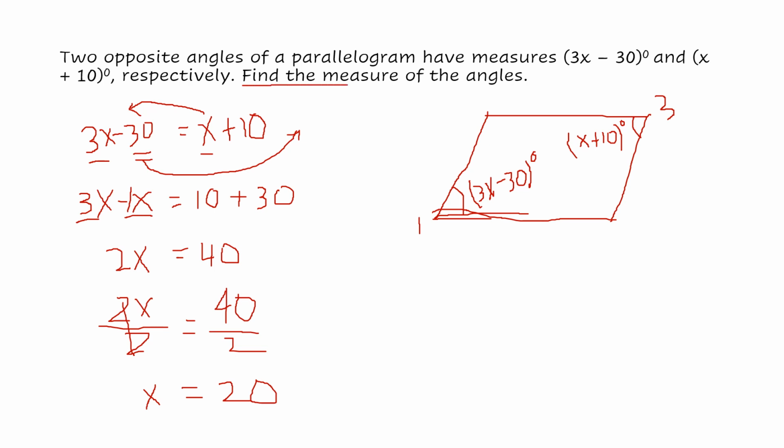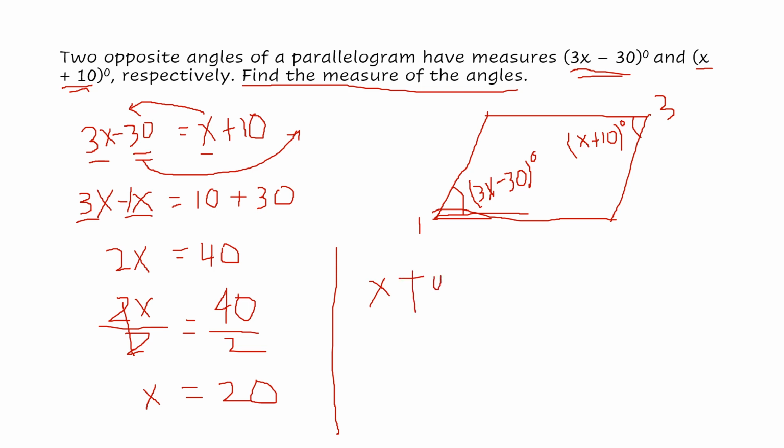So to find the measures of the angles, we just have to substitute the value of x that we have computed to any one of these measures. It could be for 3x minus 30 or x plus 10. Any of them will give us the correct measure of the angle. So let's just use x plus 10.